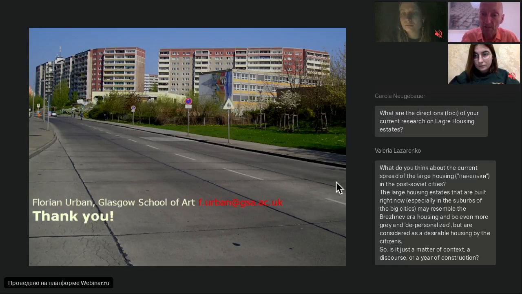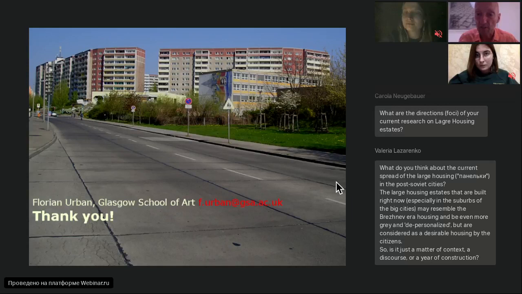So where are the directions of my current research on large housing estates? I'm now focusing mostly on post-functionalist housing. All the research that I have been doing in the last years focuses on housing that has been built since the 1970s. If you look at my book, The New Tenement, this is housing in different contexts, including the Vienna example that I've just shown, that looks at the architecture of post-functionalist housing.